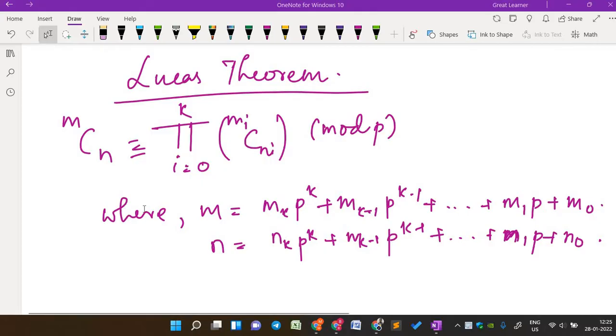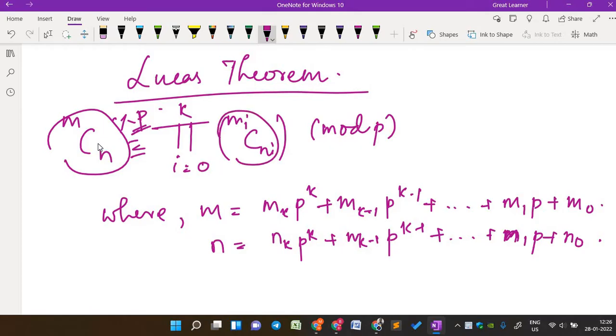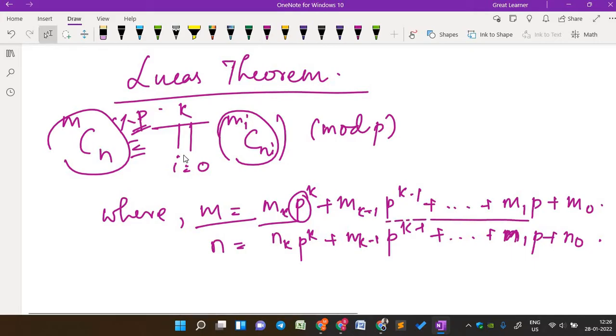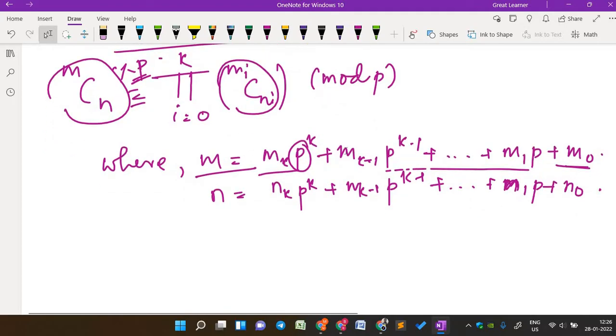So like you can see on the board, Lucas theorem says this: if you have to count this one mod p, and p must be a prime number, then you can count all the mi and ni combinations and just multiply them with each other. Where m we can write as mk times p raised to k, p is a prime number, plus m(k-1) times p raised to k minus 1, up to m naught. So this is basically the theorem. I am going to explain the proof of this theorem.